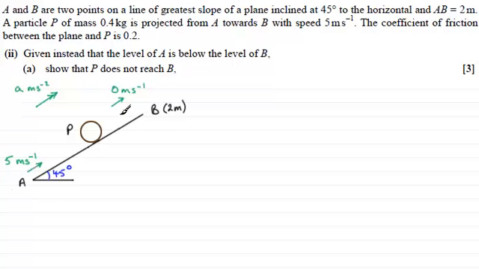Now to work out the distance it travels up the plane, I'm going to want to turn to one of the constant acceleration equations, often known as the SUVAT equations. But I'm going to need to work out what a is first of all. And to get a, I'm going to need to mark on some forces on our particle P and apply Newton's law of motion. So let's go to putting on some forces now.